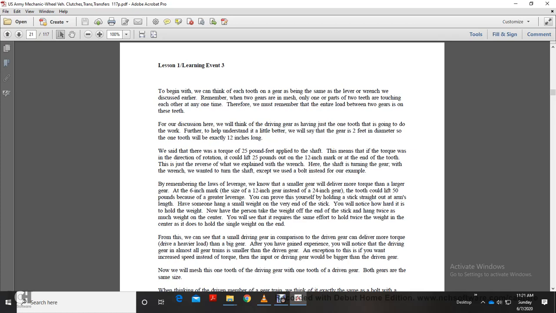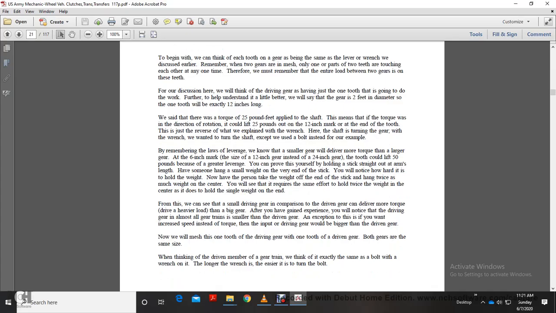To understand a little better, we'll say that the gear is 2 feet in diameter and the one tooth is exactly 12 inches long. We said that the torque has 25 pounds applied to the shaft. This means that the torque in the direction of rotation could lift 25 pounds at the 12-inch mark at the end of the tooth. This is just reverse.